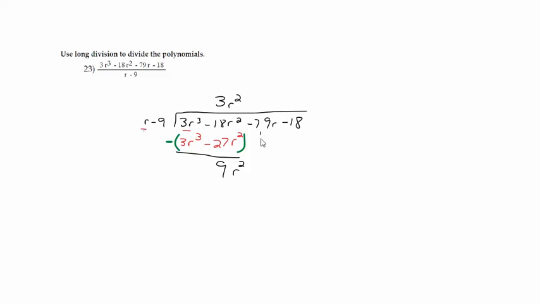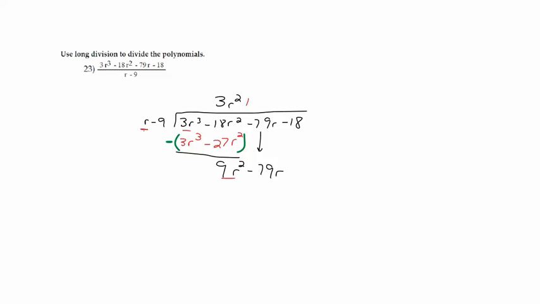Okay, now we bring down the next term, which is negative 79r. And we repeat the process. Okay, so what times r, I'm just focusing again on the r here, not the minus 9. What times r gives me the 9r squared? So that would be 9r. That's the next thing I'm going to put up here.